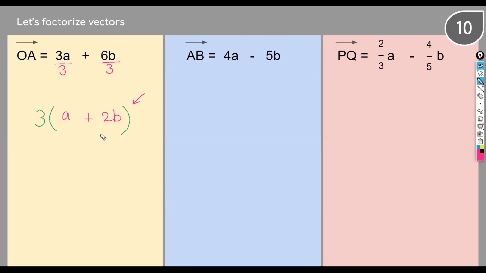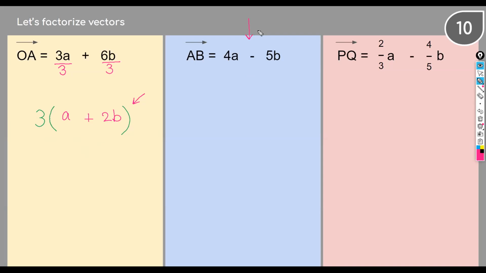Now, the yellow question is easy because we know 3 could go into 3 and 6. But look at the blue question. Is there anything obvious to pull out? What could go into 4 and 5 at the same time? And the answer is going to be what? Well, you're not really allowed to pull out 1, right? If you pull out 1, it's not going to really change much.